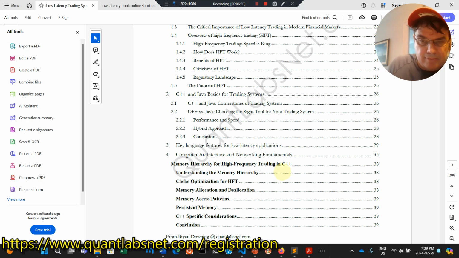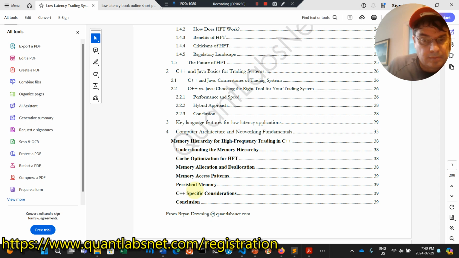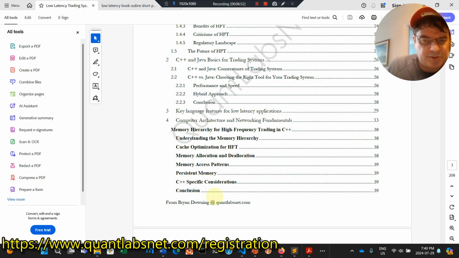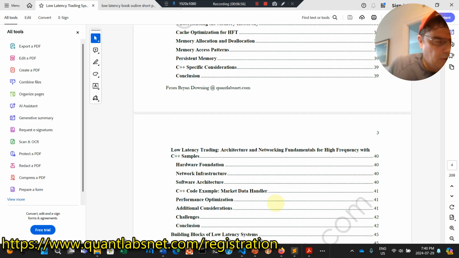Okay, so then we get into the computer hardware and networking, and we get more into the specifics as we move along. So we understand the memory hierarchy, very key to understand about the different levels of cache, memory allocation, deallocation, memory access patterns that are available, persistent memory, and specific considerations for C++. So if you're already lost, remember, we're just over 10% of the way through this book.